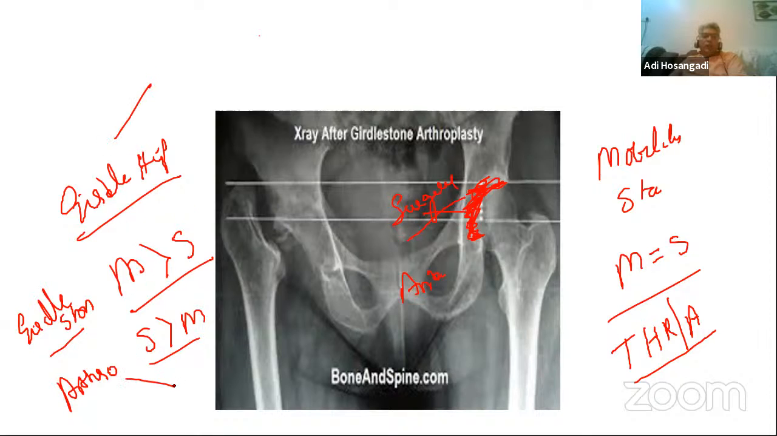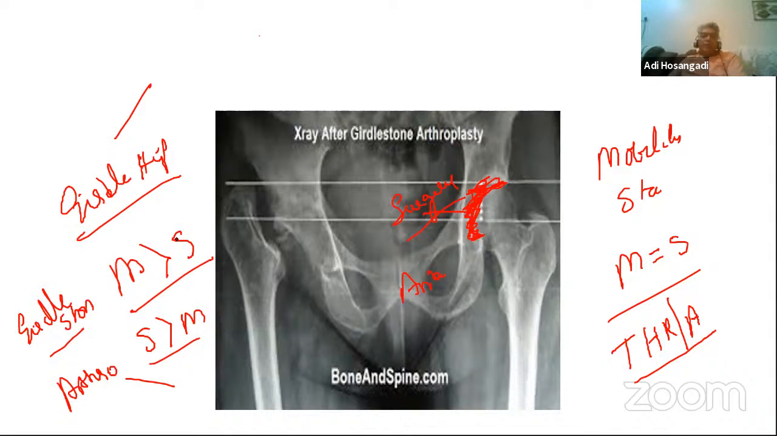arthrodesis also gives a painless hip. But Girdlestone gives mobility, arthrodesis gives stability. I want both for my patient. He has to have a painless, mobile, and stable hip. So, what is the answer? Total hip arthroplasty is the answer.